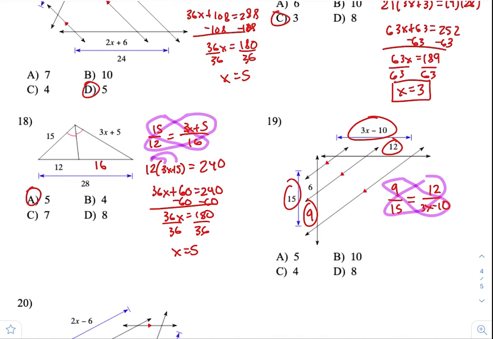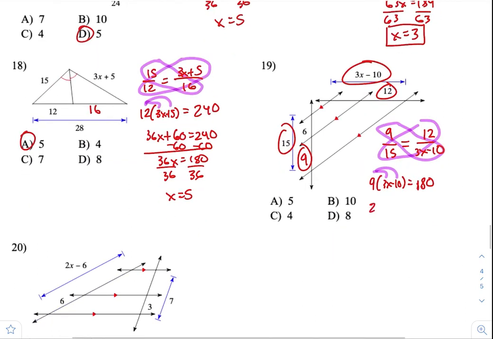Cross multiply, so we're going to get 9 times 3x minus 10 is equal to 12 times 15, which is 180. Distribute. 27x minus 90 equals 180. Add 90 to both sides. Divide both sides by 27. X is going to equal 10.